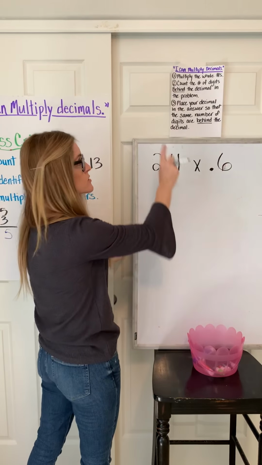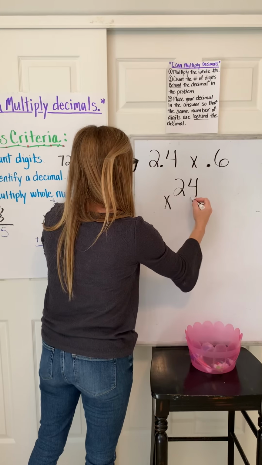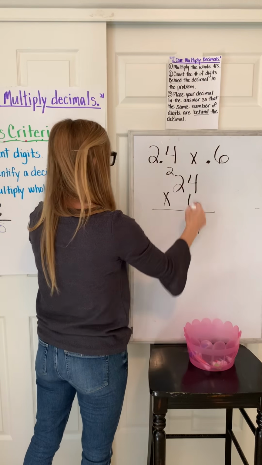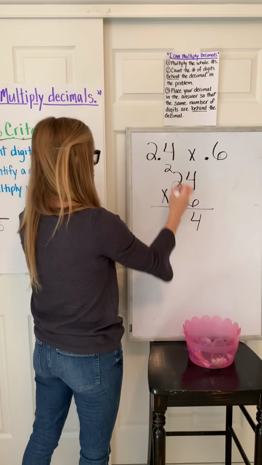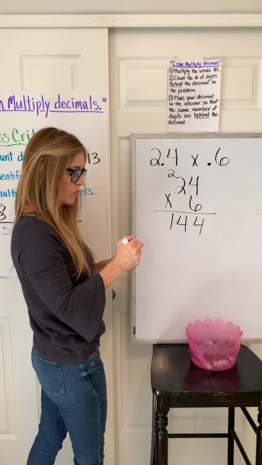We're going to ignore the decimals and we're going to multiply the whole numbers. So this is really 24 times 6. 6 times 4, 24. 6 times 2 is 12, plus 2 more, 144. Now I need to place the decimal, but where do I put it?